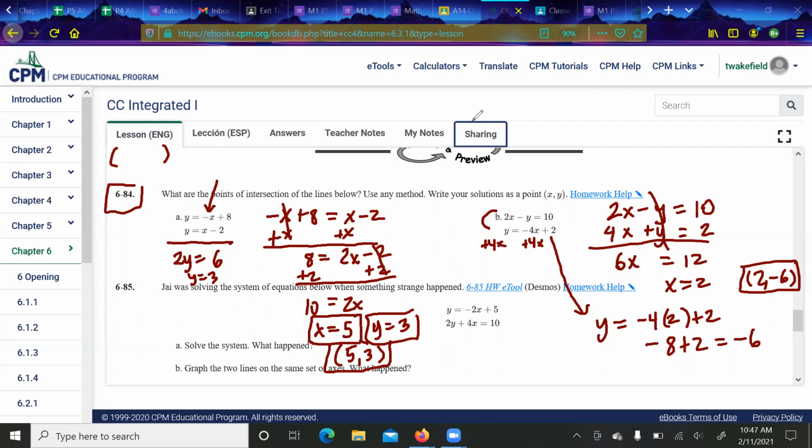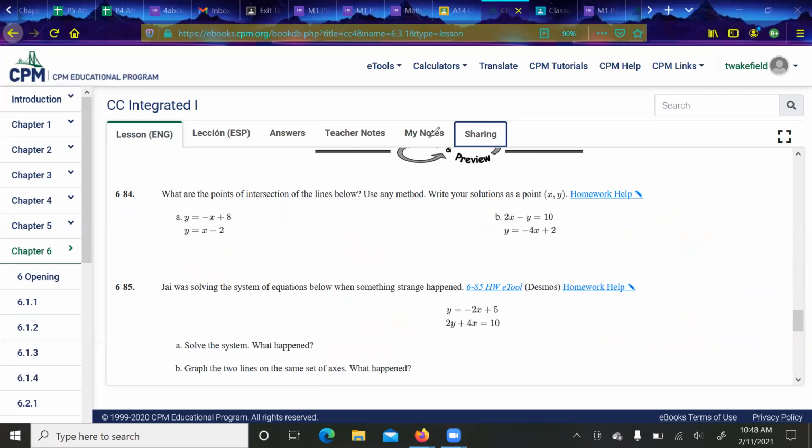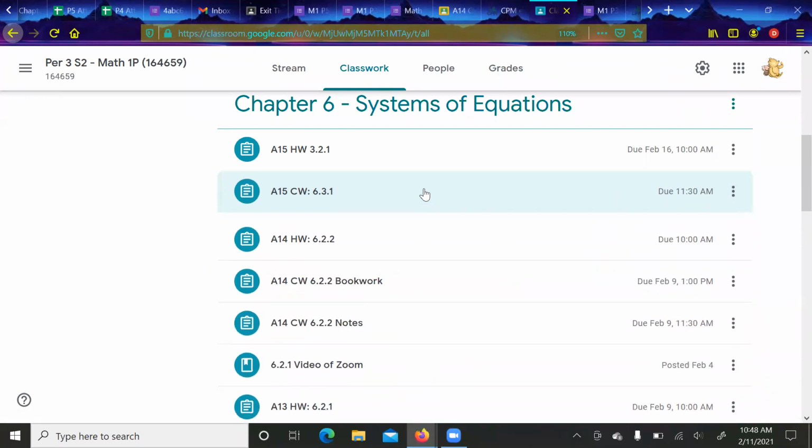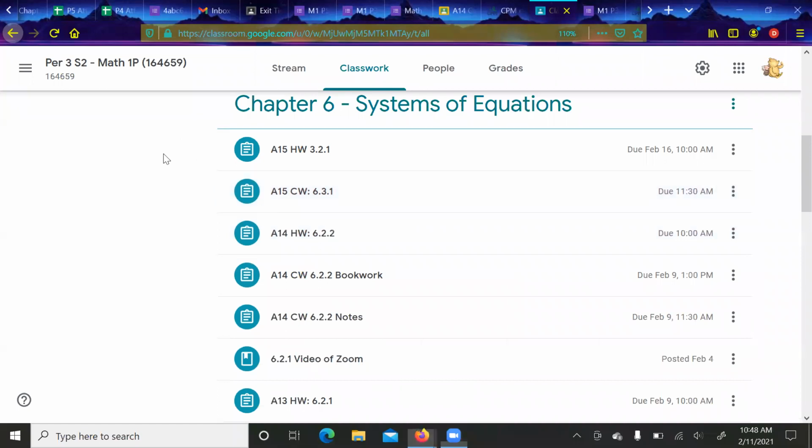Okay, so I'm going to close this out, erase this, and what do we got to do? Okay, I hope, let's see if your exit ticket has posted. So you're going to take a picture of what we just did, right? You're going to submit the first notes that we took, which was the elimination method notes, right? These notes, you're going to submit those notes. And then you're also going to submit the 79 through 84 that we just did all of together. Oh, look, one person started in, yay.